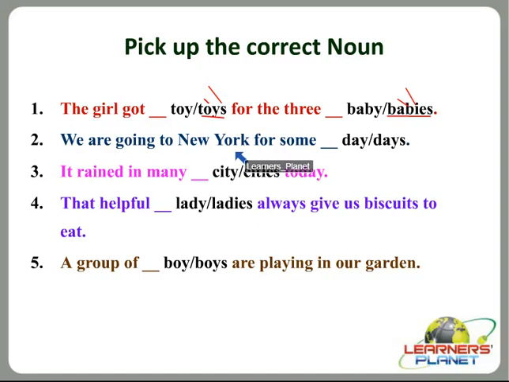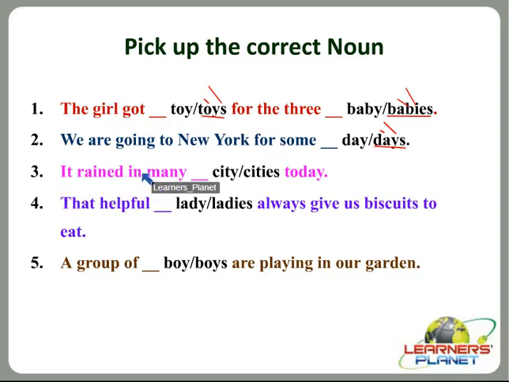Next, we are going to New York for some day or days. Some means more than one. So we will pick days, which is plural. Students, please note D-A-Y, A is a vowel, so the plural is days and not dies. We will not add IES.